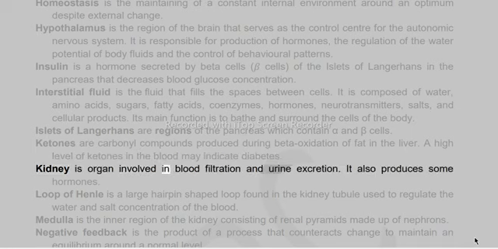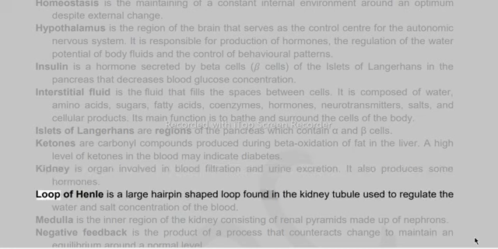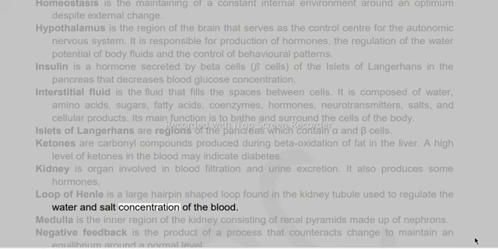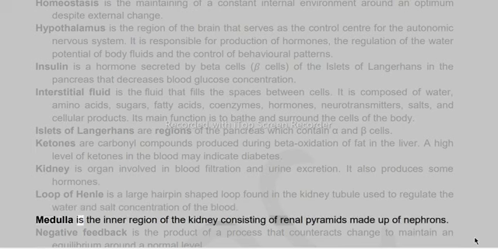Kidney is an organ involved in blood filtration and urine excretion. It also produces some hormones. Loop of Henle is a large hairpin-shaped loop found in the kidney tubule used to regulate the water and salt concentration of the blood. Medulla is the inner region of the kidney consisting of renal pyramids made up of nephrons.